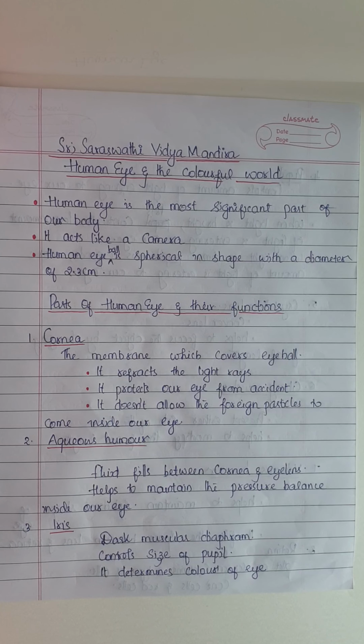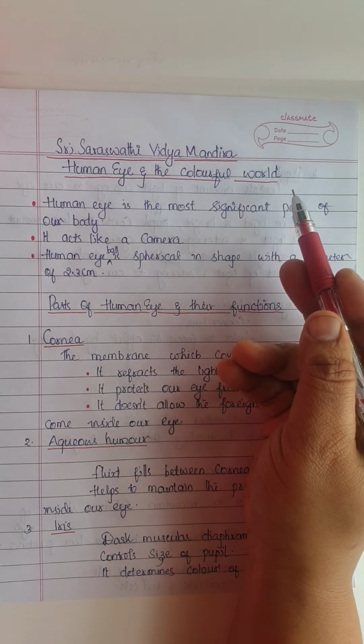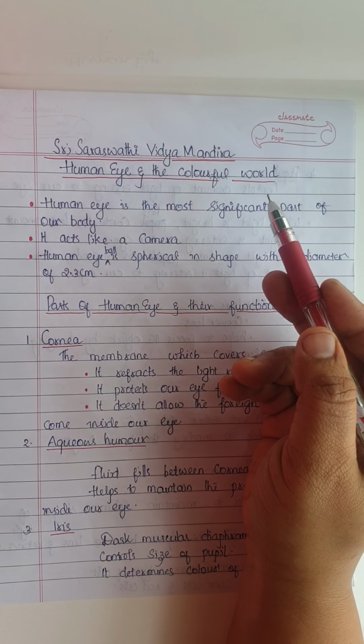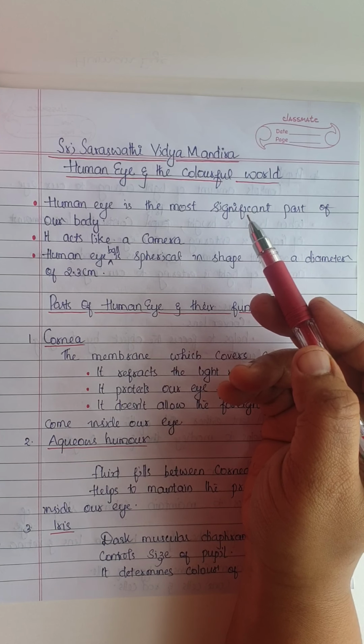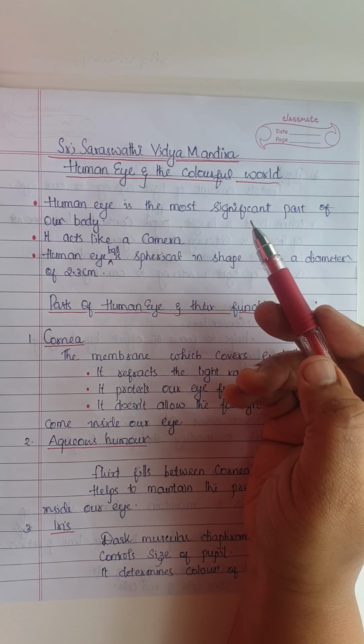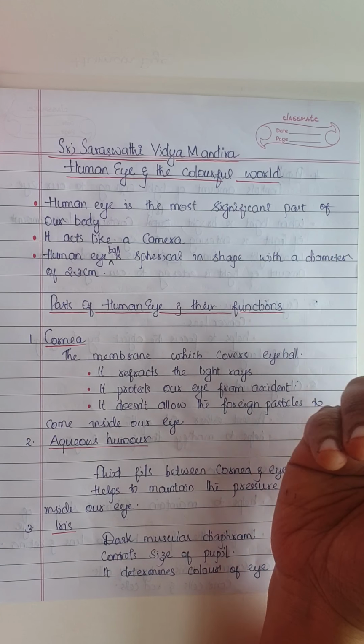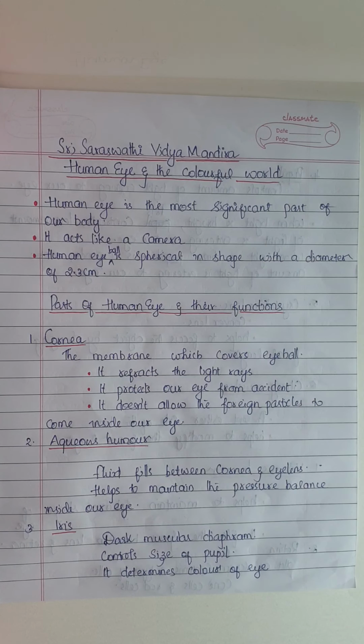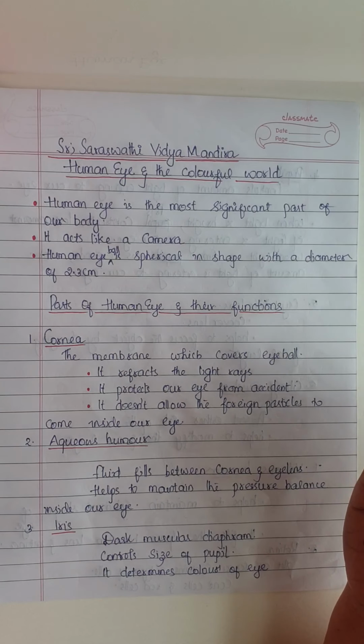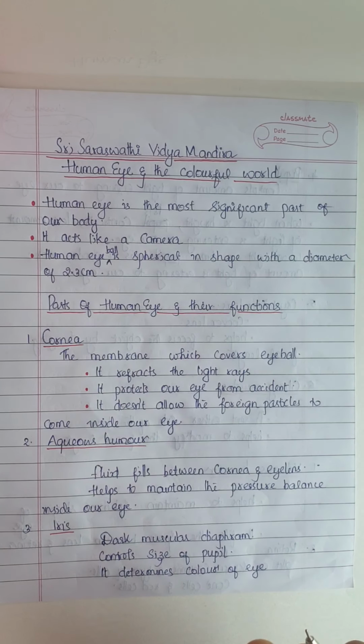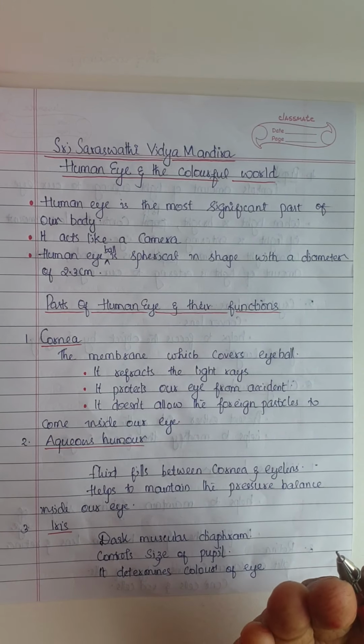Good morning, students. Today I'm going to start a new chapter from physics, and the name of the chapter is Human Eye and the Colorful World. Okay, children, as all of you know, we have five sense organs, right? What are the five sense organs, children? Eye, ear, nose, tongue, and skin, right?